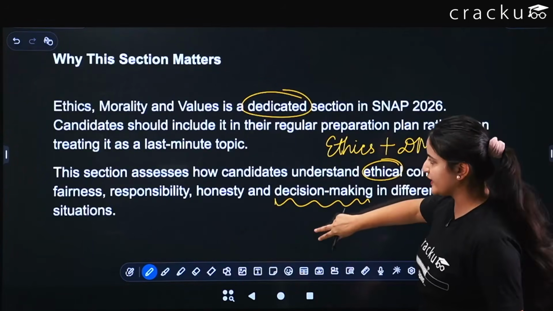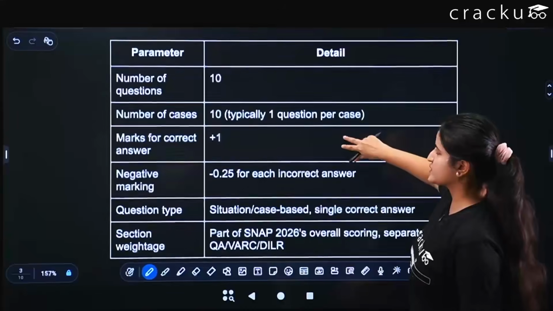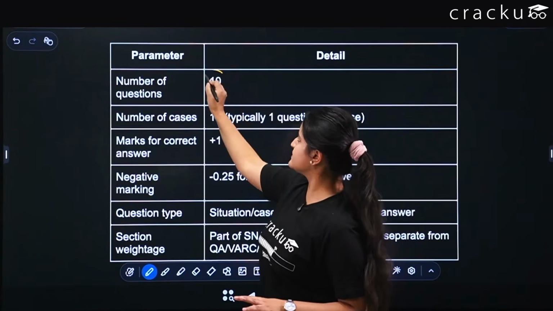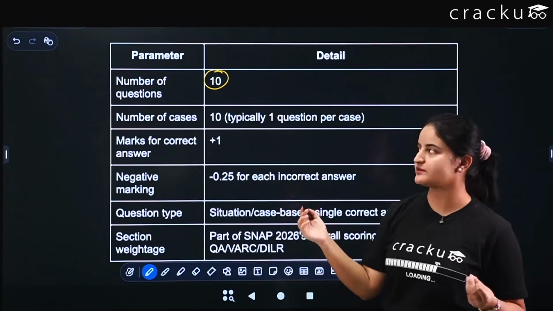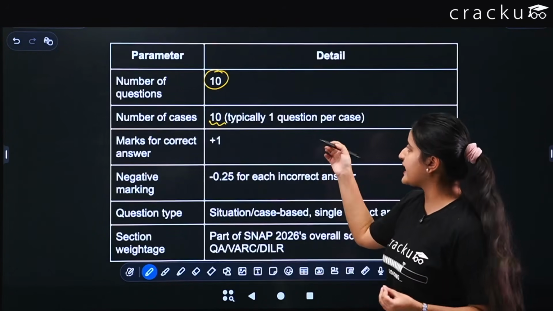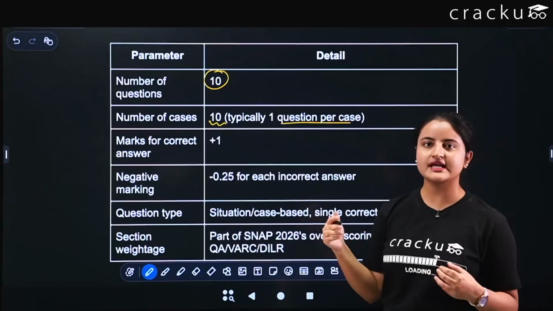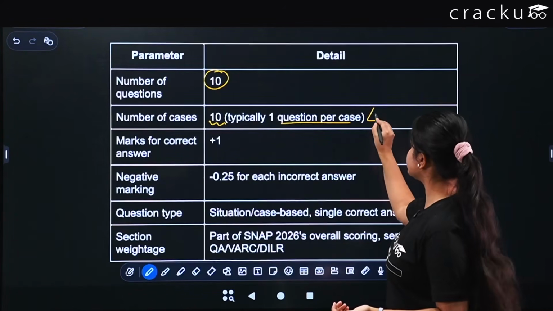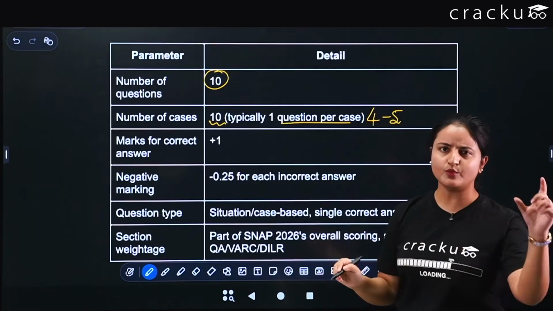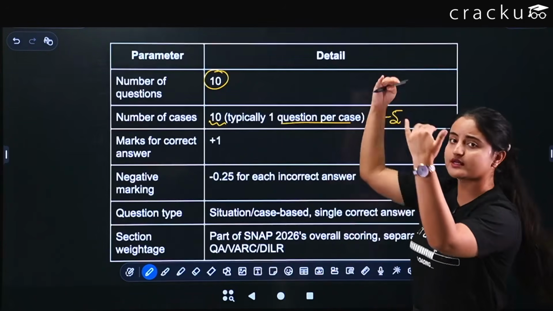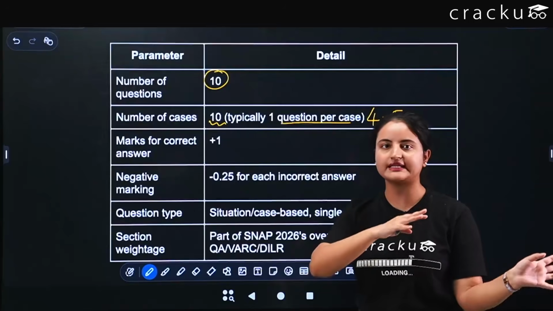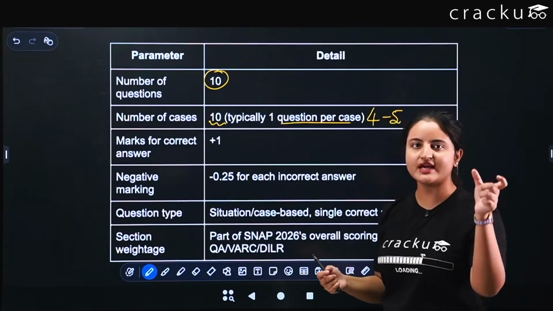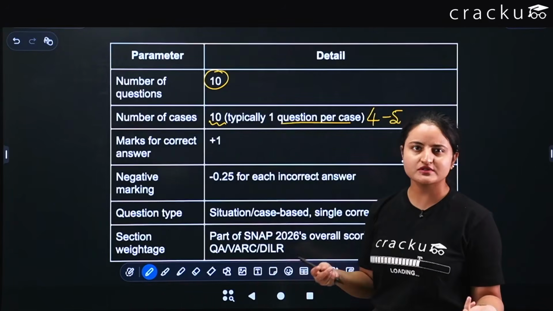So let's move on. This would be the structure. You will have 10 questions, which means 10 cases, and typically 1 question per case is expected. The cases would be 4-5 lines each. The case would be small. Do not expect a very long case of 10-20 lines, nothing like that. It's a brief case of 4 to 5 lines, and then brief options, 1 or 2 liners.